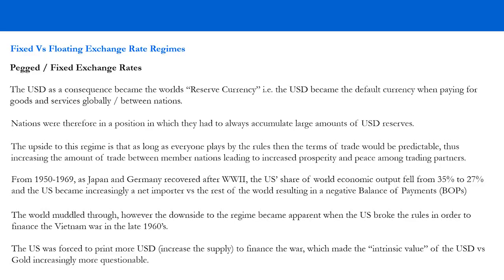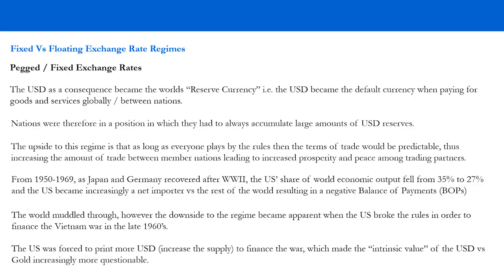Now, the upside to a regime like this is as long as everyone plays by the rules, then the terms of trade would be predictable. So that would actually increase the amount of trade between member nations, leading to increased prosperity and potential peace amongst the trading partners. But there was a problem.